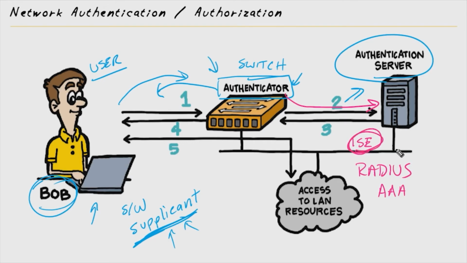ISE is an example of a Radius server and AAA server. And then the Radius server, after it checks the credentials, can go ahead and send back a message to the authenticator and say, you know what, Bob checks out, go ahead and give him access on this port right here.